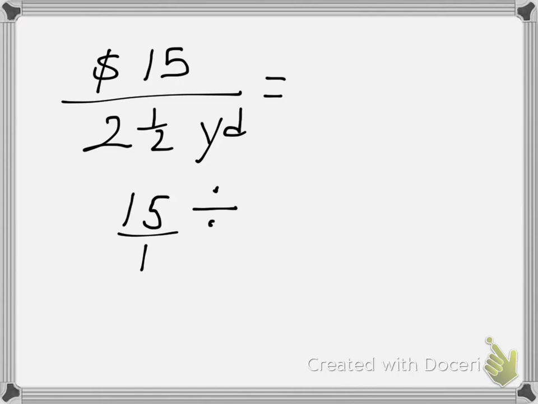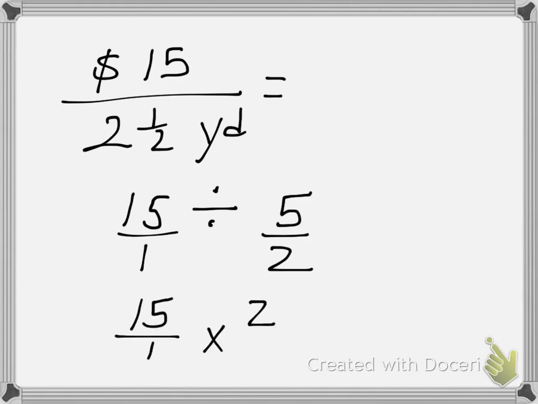I'll write that as 15 over 1 divided by, I'll turn this into an improper fraction. 2 times 2 is 4 plus 1 is 5 over 2. And if I keep, change, and flip, I'll have 15 over 1 times 2 over 5. If you see the cross reduce right here, go ahead and do it. If you didn't see it, that's okay. You can just reduce later on. 3 times 2 is 6 over 1.